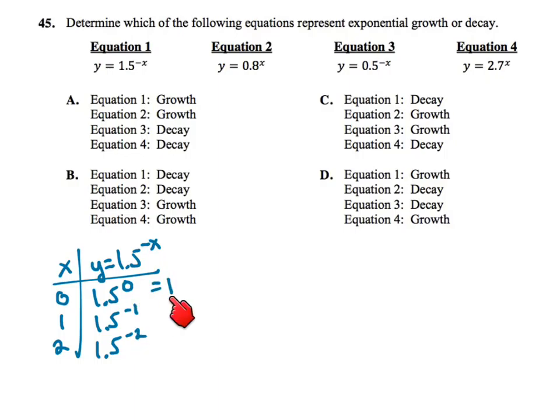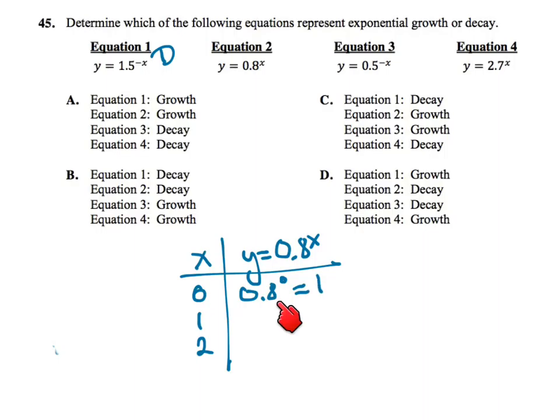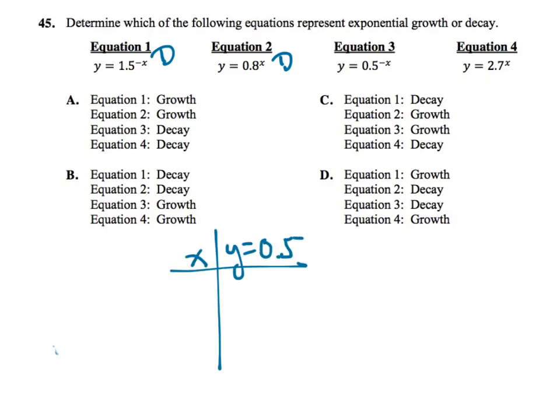And what do I get? When x is 0, I get an output of 1. When x is 1, I get an output of this fraction. So that is getting smaller. That's decay. All right, equation 2. Let's figure it out again. X, 0, 1, and 2 worked last time. So my y, 0.8 to the power of 0, well, that's 1. Next one, 0.8 to the power of 1, well, that's 0.8. I'm getting smaller again, right? So there's decay.